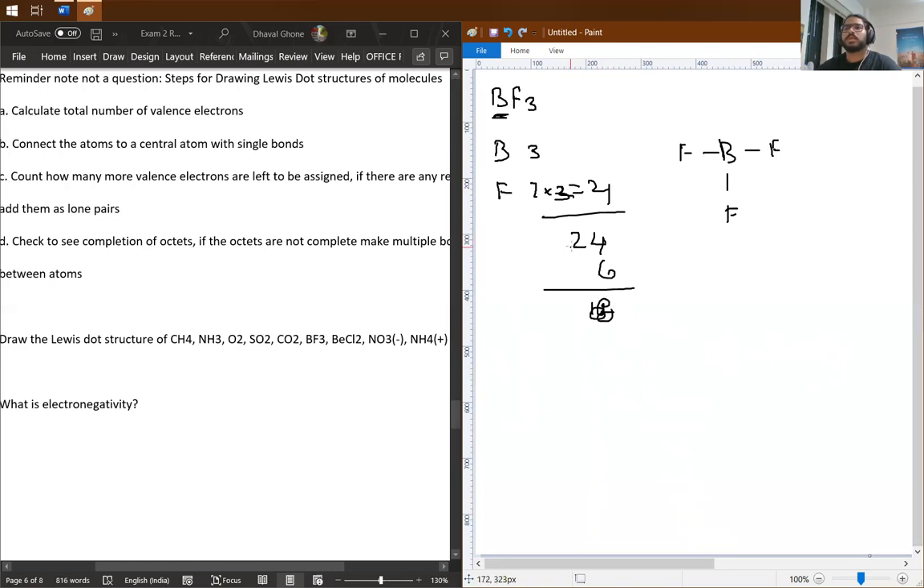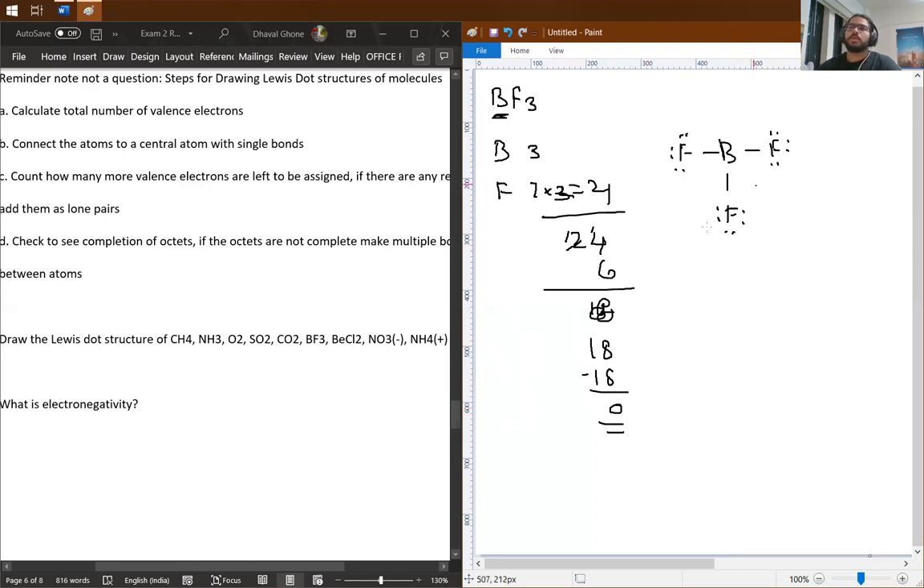Wait now. 1, 6, 7, 8, 9, 10, 11, 12, 13, 14. 18 more to fill. And so I put 1, 2, 3, 4, 5, 6, 7, 8, 9, 10, 11, 12, 13, 14, 15, 16, 17, and 18 lone pairs. 18 electrons as lone pairs. I have 0 left to fill.